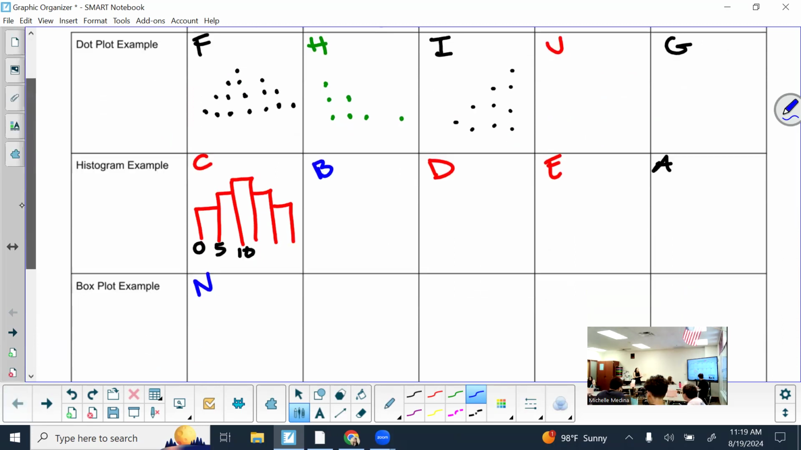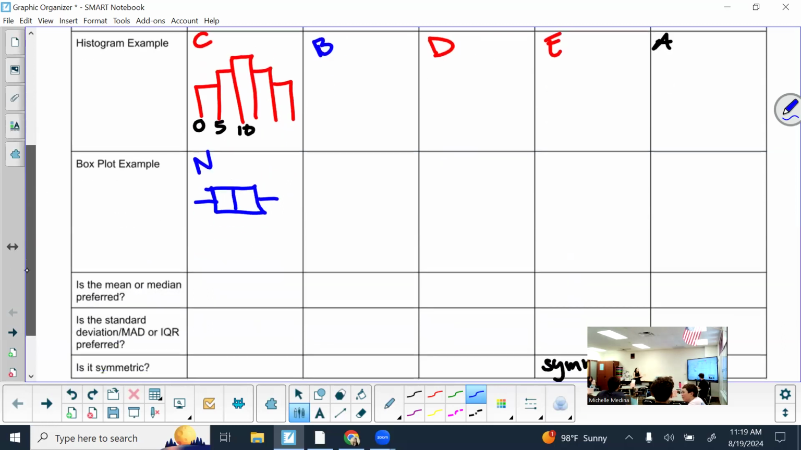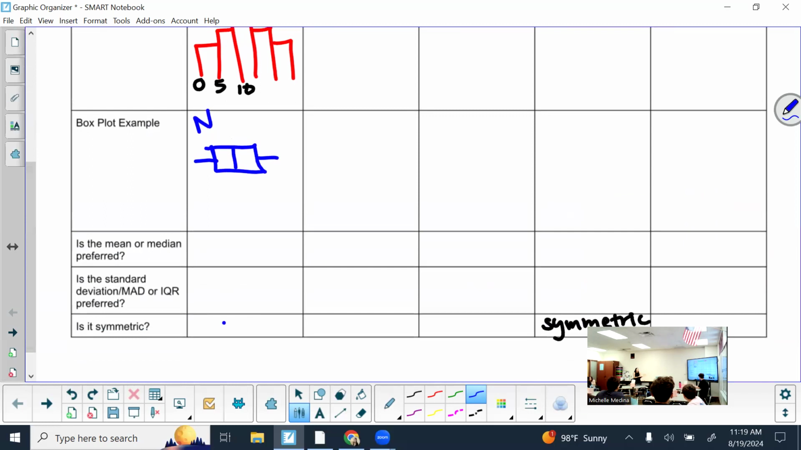Would you say that it was symmetric, that box plot we looked at? Yeah, if I draw my line of symmetry down the middle, it looks like a mirror image. So it is symmetric. We mentioned this in class. So I'll rewrite it, but it is symmetric, all of those distributions.